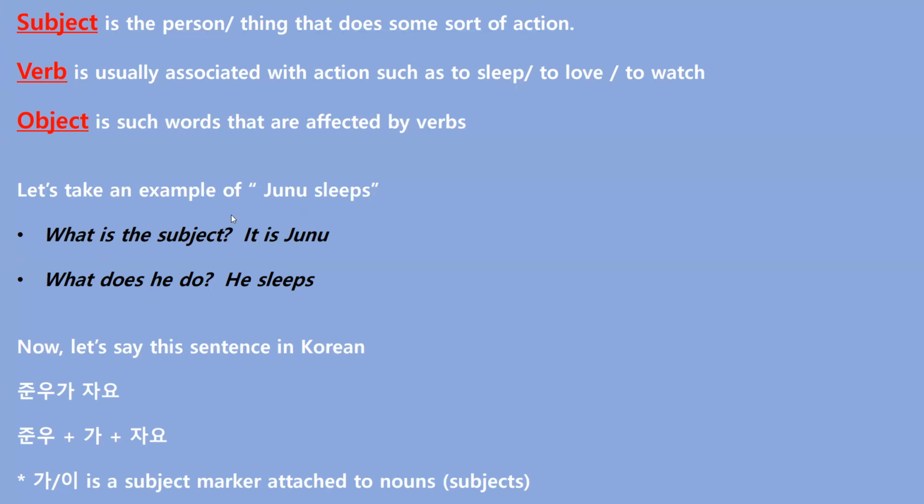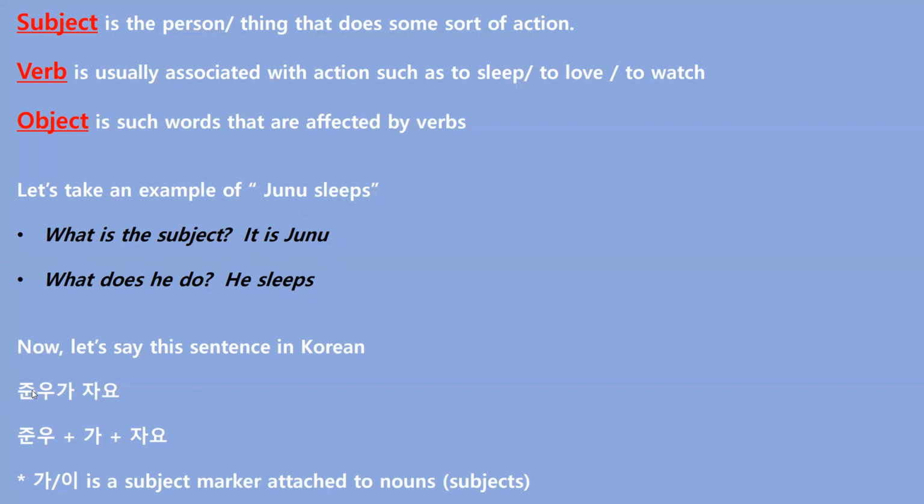And now let's look at the sentence. Junu sleeps. So here we have a subject, we have a verb, right? And what is the subject? It is Junu. Who sleeps? You can ask who sleeps or what, right? So it is Junu who sleeps. And what does he do? He sleeps. So it means it will be what else? A verb, right? And if we translate this sentence into Korean, it will be like 준우가 자요.